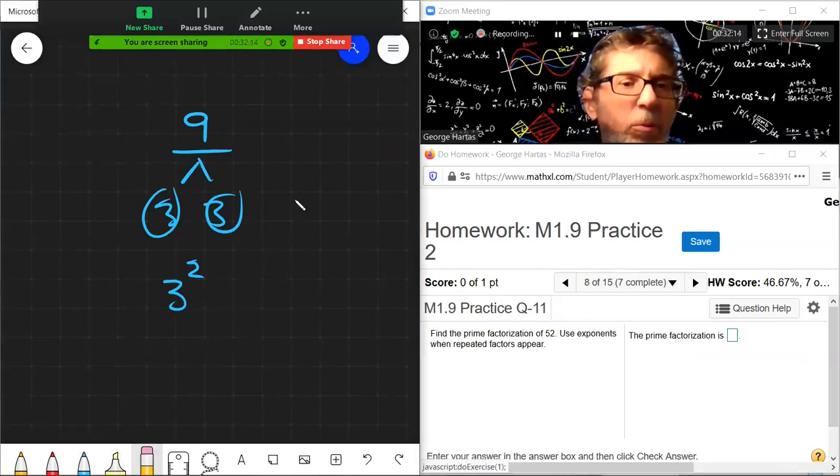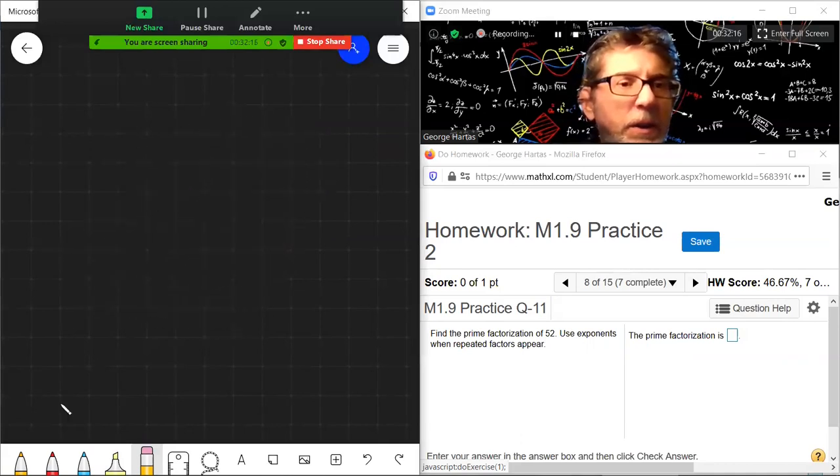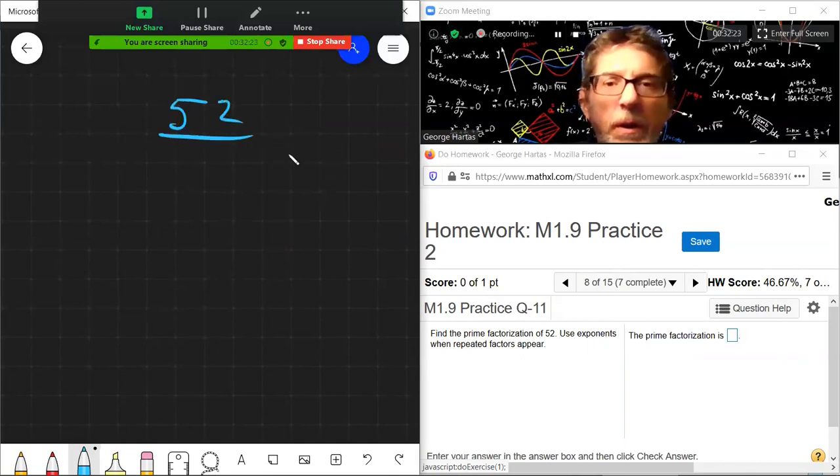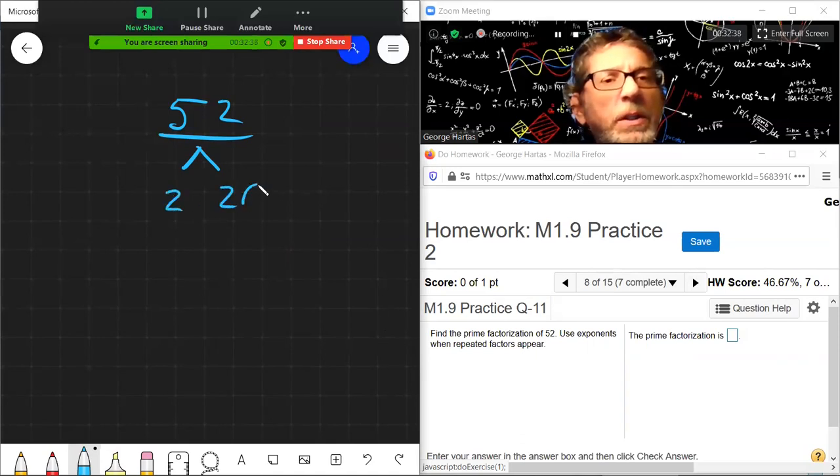All right, so more practice. Find the prime factorization of 52. Use exponents for repeated factors. Let's bang this out. So let's see, 50, right? 25 times 2 is 50, which means that 2 times 26 is 52, right? Yeah. Half of a deck of cards is 26.